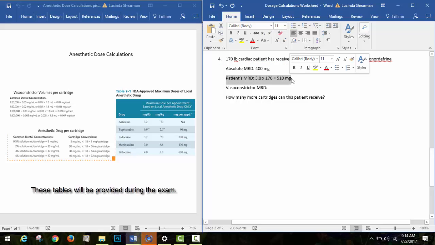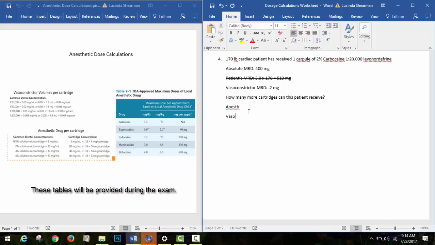Okay, so not this one. Now, vasoconstrictor. Let's calculate for that. This is where we now have levonordefrin, and it's a cardiac patient. So the MRD for that, back at the top of the page, is 0.2 milligrams. Okay, just keeping that in mind. Not that there's anything to calculate here. Let's begin the calculations. One for anesthetic and one for vaso.